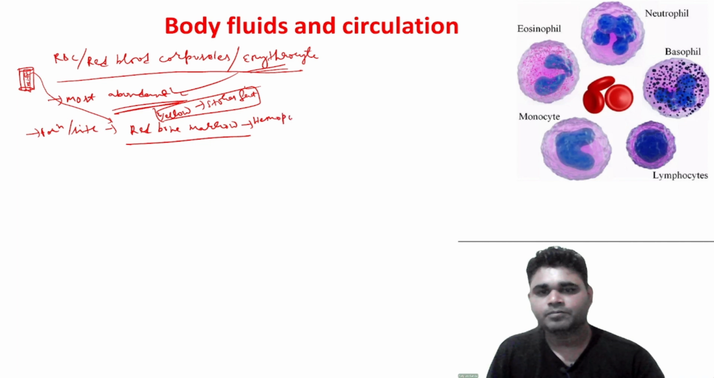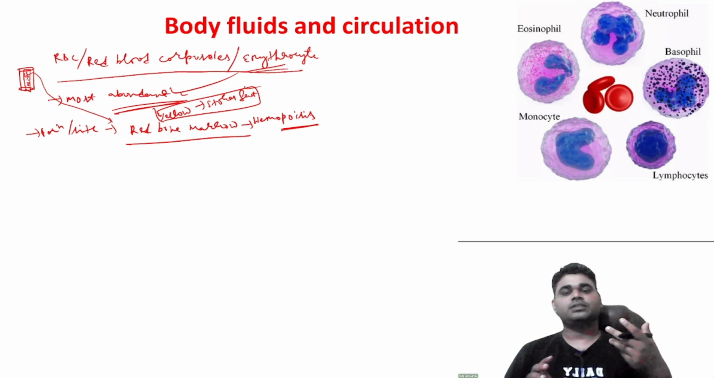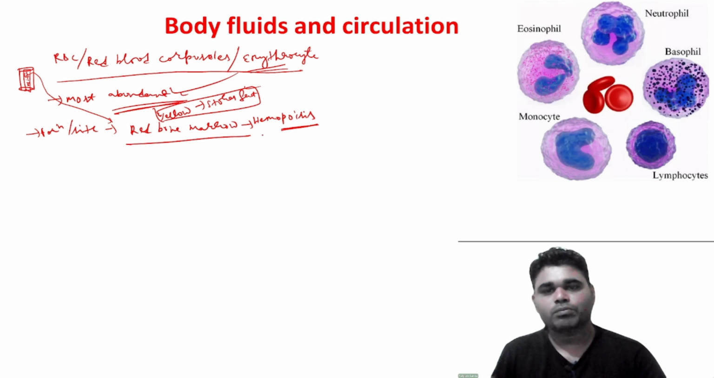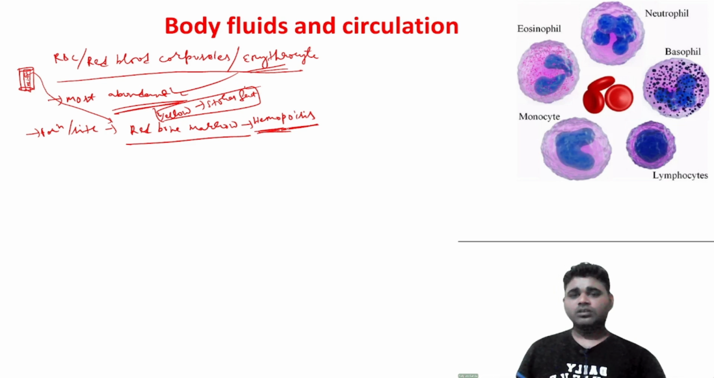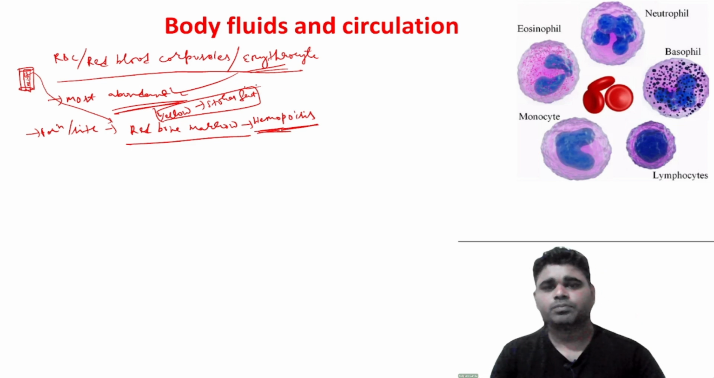hemopoiesis. Hemopoiesis. Just remember the suffix poiesis. Poiesis means the formation. What formation? That is the blood formation. So, that is why the formation of the blood is called hemopoiesis. So, now the hemopoiesis, or the formation of the blood, means it can form different types of corpuscles. That means it can form the RBC, it can form the WBC, and it can also form the platelet.